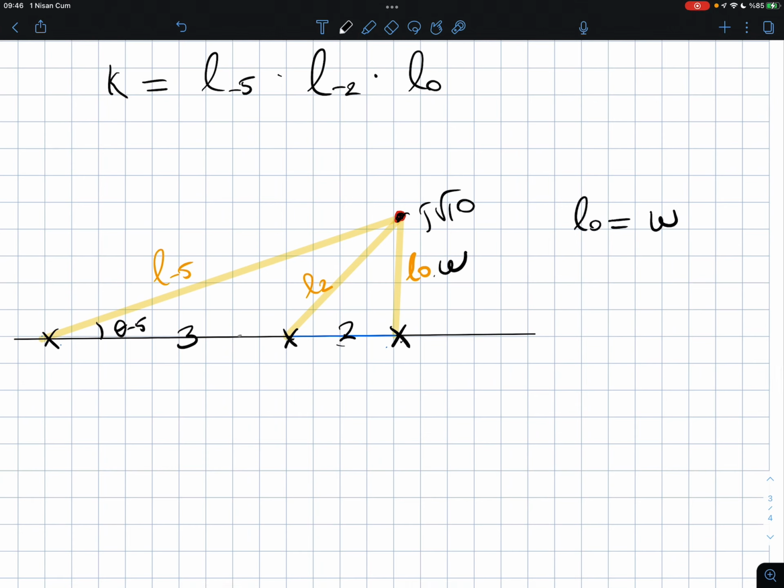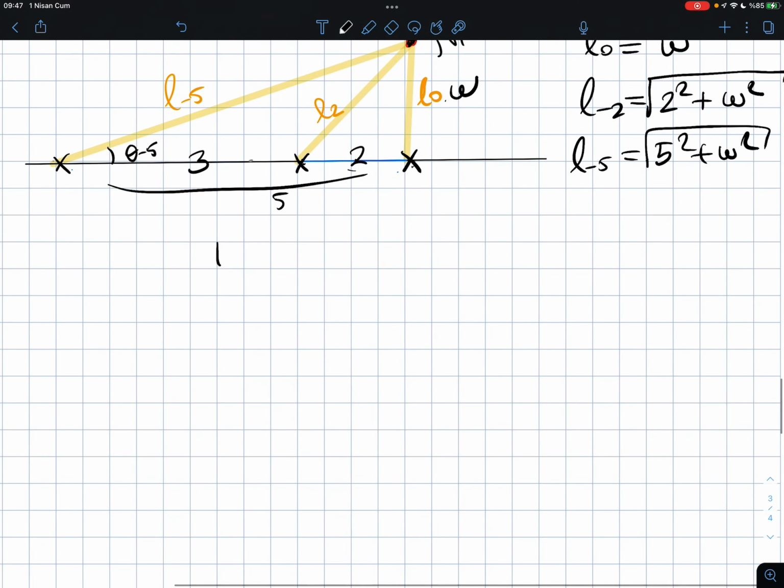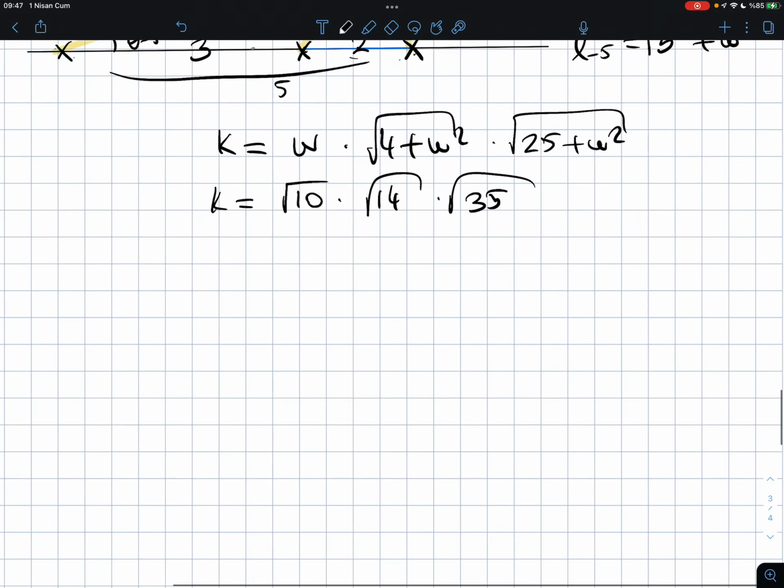So L0 is equal to omega. It's actually the absolute difference here. L minus 2 is square of 2 plus square of omega, and then the square root. For L minus 5, we have the distance 5 here, 5 squared plus omega squared, and a square root here. So, K is equal to omega times, let's use this, the square root of 4 plus omega squared times the square root of 25 plus omega squared. Now, K is equal to square root of 10 times. The square of omega is 10, so square root of 14 and square root of 35. Of course, we can also see the following. Square root of 5, square root of 2, square root of 2, square root of 7, square root of 5, square root of 7. So these make 7.